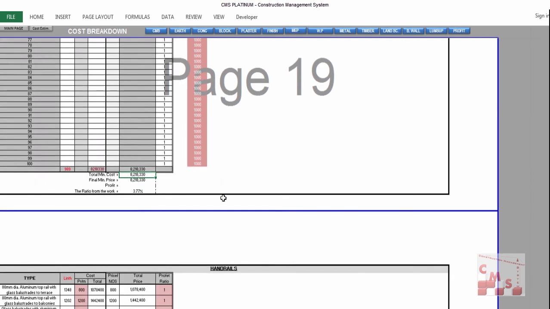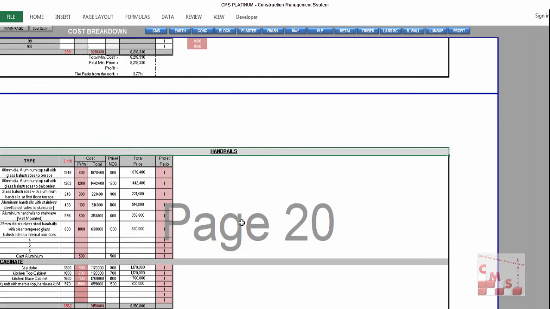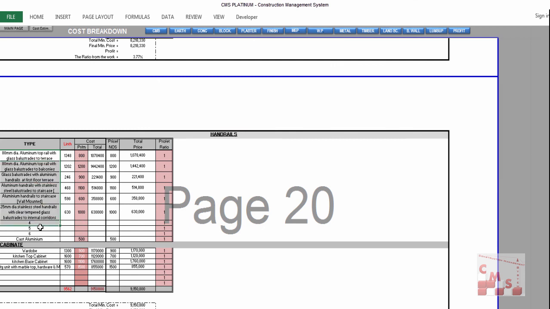Another metal item you have is the handrails. You will also find all the descriptions of the handrails you already inserted. You will give the price here per running meter, because you already inserted the length before in the quantity surveying, as we did before. Here you will also find the cabinet. That's the type of cabinet which you inserted before. You will also insert the price per running meter or square meter according to your data before, because all the quantities were already inserted. So you insert only the price now.